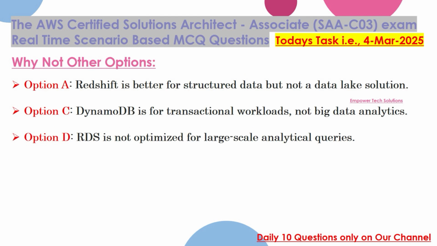Why not other options? Option A. Redshift is better for structured data but not a data lake solution. Option C. DynamoDB is for transactional workloads, not big data analytics. Option D. RDS is not optimized for large-scale analytical queries.